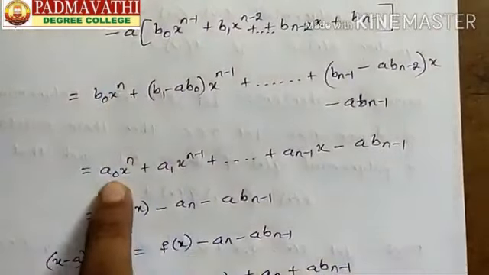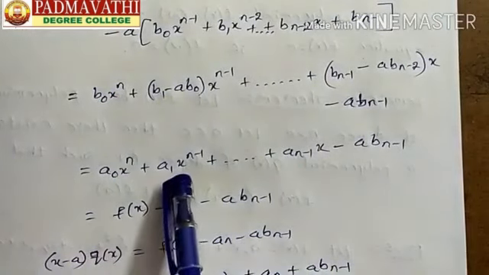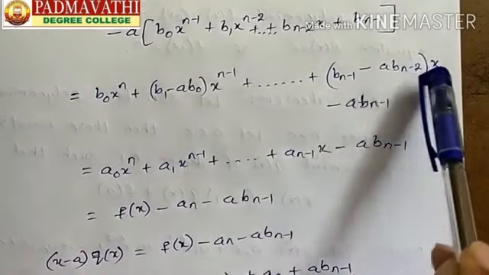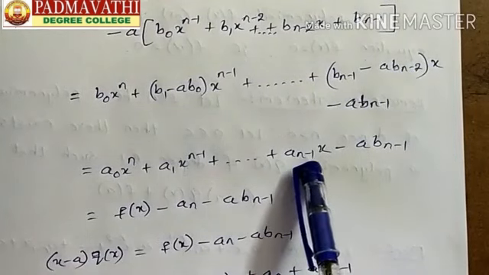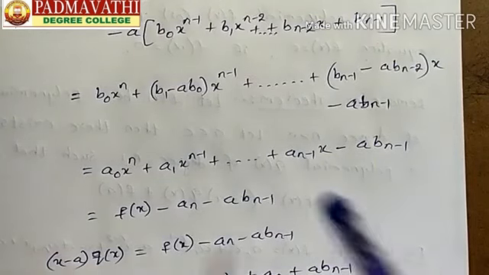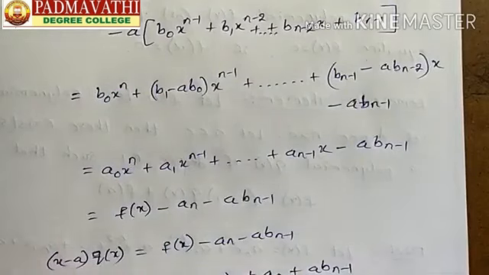b0 is a0. In a similar way, b1 minus ab0 is a1, and so on. Bn minus 1 minus a bn minus 2 is an minus 1, into x minus abn minus 1. So we are replacing all these quotients in terms of a0, a1, a2 and so on.